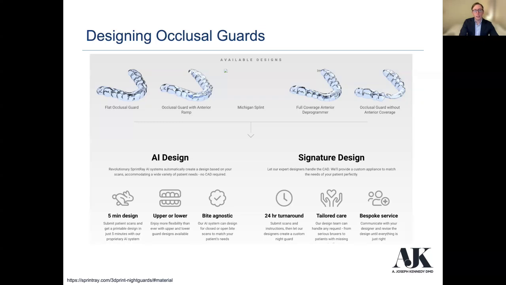And then the other thing, as I mentioned, if you're sending it to the lab or using the design software, AI has really taken off for some of the more straightforward tasks. So this is from Sprintray, as I mentioned down here, and we've got AI design where within a 5-minute turnaround, you can submit the scans and get a printable design, which is pretty quick. Or they can do a signature design, which likely starts with some of the AI, and then it's tailored by one of their team members that can custom design it as needed and then send that back to you. So that takes about a day.